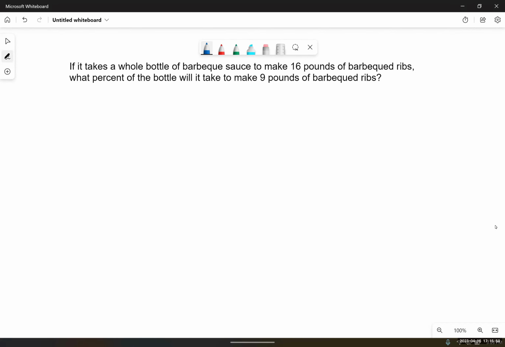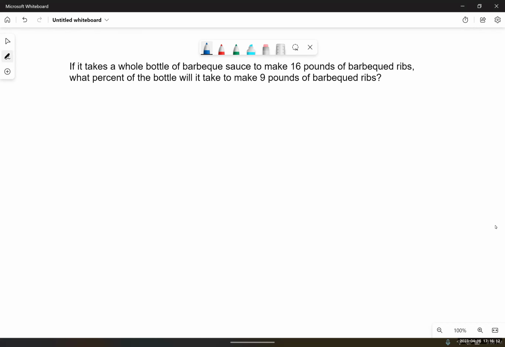If it takes a whole bottle of barbecue sauce to make 16 pounds of barbecue ribs, what percent of the bottle will it take to make 9 pounds of barbecue ribs? Now, there's a number of ways we could solve this problem. We could set up a proportion, but in this case, I'm going to use a percent equation.